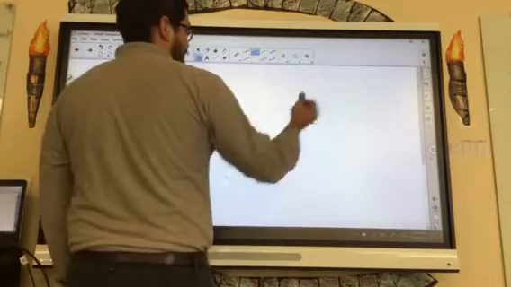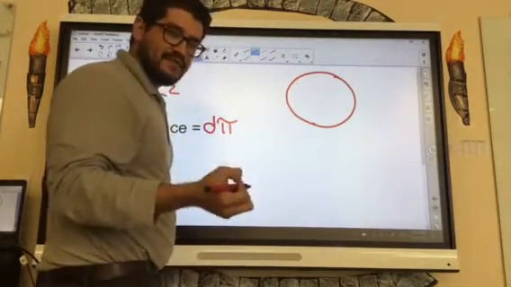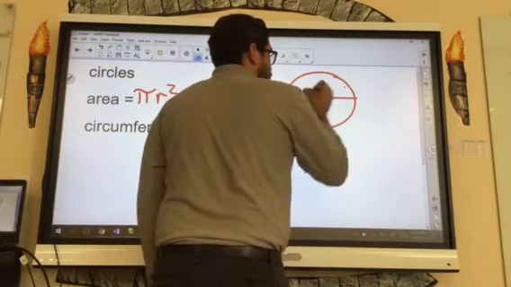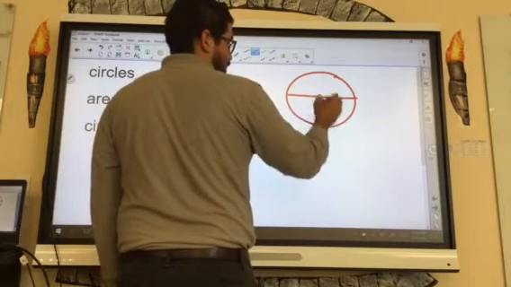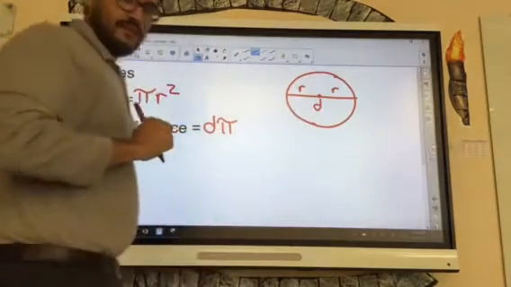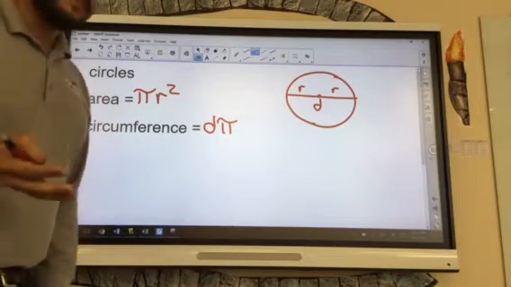The diameter is the longest line you can make inside of a circle, which is right down the center of the circle. Okay, so this is the diameter. The diameter is made up of two radiuses put together. Okay, so far so good, not a big deal.